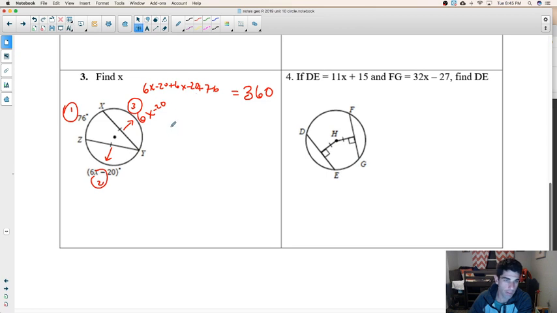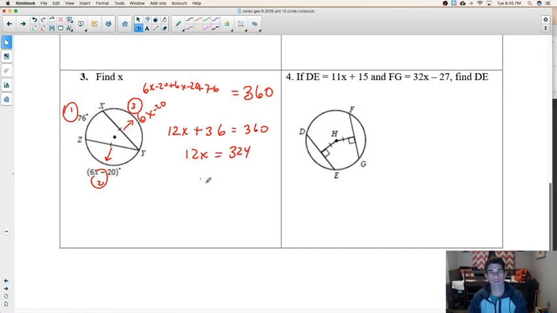We'll combine like terms over here on the left side, so 6x plus 6x is 12x, and then we're going to have plus 36 is equal to 360, and then we're going to get 12x equals 324. Divide by 12 and you have 27. All right, so that's kind of summing up the things that we've done for the last few days. That's working with chords and arcs.